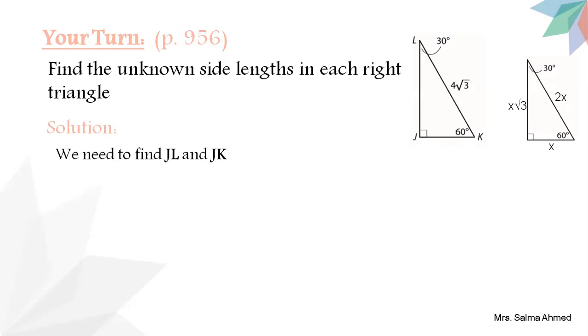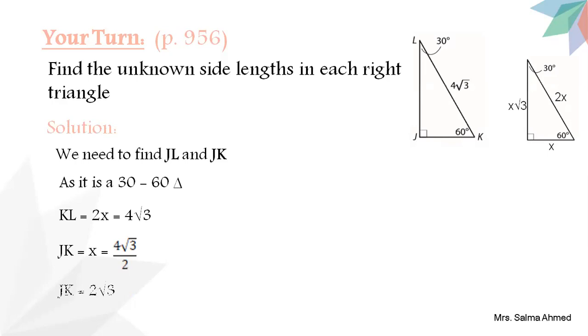Now I need to find JL and JK. As this triangle is a 30-60 triangle, KL equals 2x, which equals 4 root 3. This is the hypotenuse. So I can get x. JK equals x, which equals 4 root 3 over 2. After simplifying 4 divided by 2, it gives me 2 root 3. So JK is 2 root 3, which is x. So this is the shortest leg.